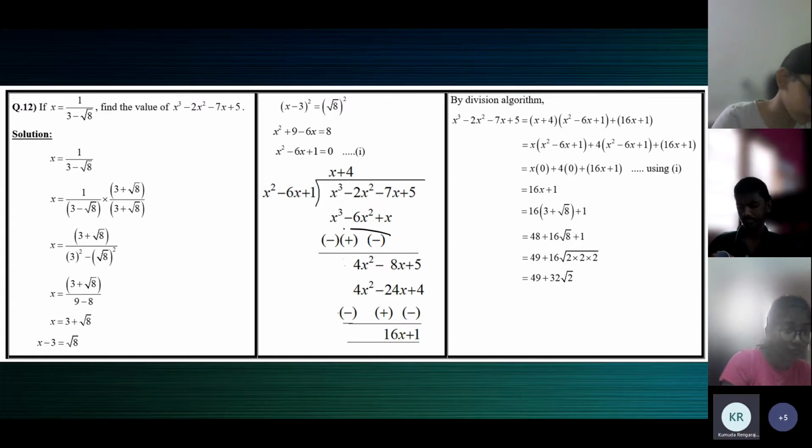Children, I hope nobody gets confused with this. It's changing the signs. Plus x³ becomes minus x³. Minus 6x² becomes plus 6x². Plus x becomes minus x. These new signs I've put here.